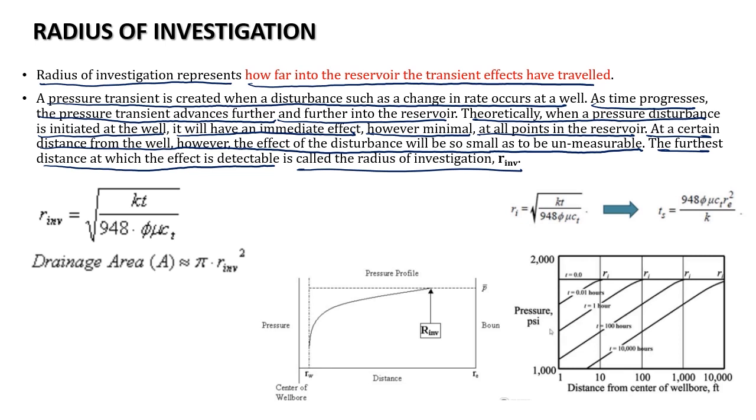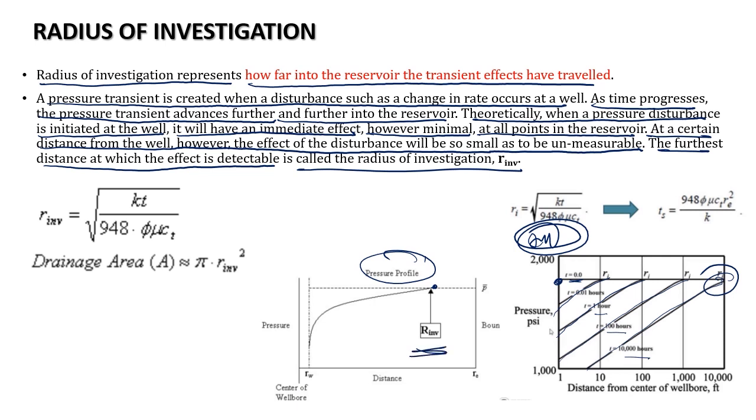So in this particular diagram, we'll explain whatever has been written in the theory. This is at time t equal to 0. This is for time 0.01, 1 hour, 100 hours, 10,000 hours. You can see that as I create a pressure disturbance, with time the pressure disturbance goes farther away from the wellbore. The farthest point at which I can measure this disturbance would be my radius of investigation. So in this pressure profile, this is my farthest point that I can detect. So this becomes my radius of investigation.